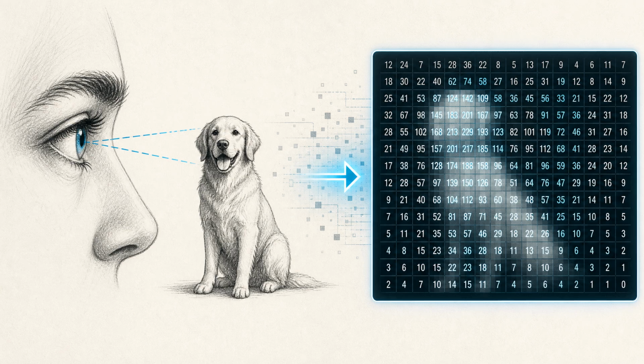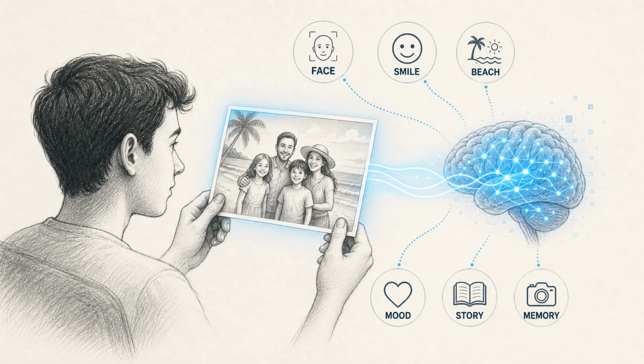A computer does not see a dog, a face, or a sunset. It sees numbers. The strange part is that those numbers can still become understanding. When you look at a photo, your brain jumps straight to meaning. You notice the person, the mood, the place, and maybe even the story behind the moment. It feels effortless because your visual system has been learning from the world since birth.